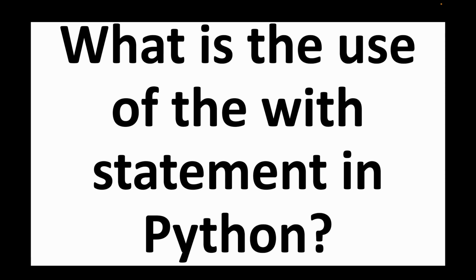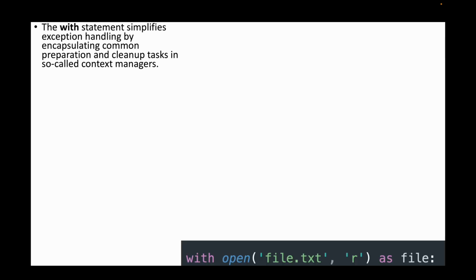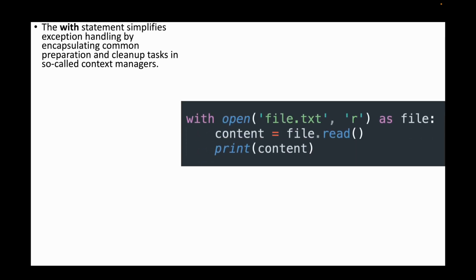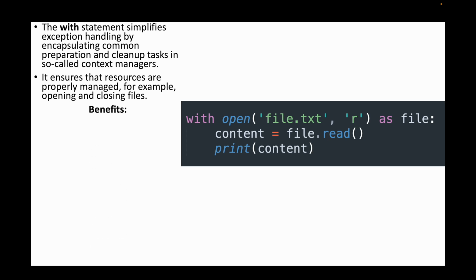The next question we have is, what is the use of the with statement in Python? So the with statement can be used whenever you want to handle your files and manage the cleanup tasks as well. So this will simplify your exception handling by encapsulating common preparation and cleanup tasks in the so-called context manager. So this will ensure that the resources are managed properly. For example, opening up files, closing the files, all those things can be managed properly.